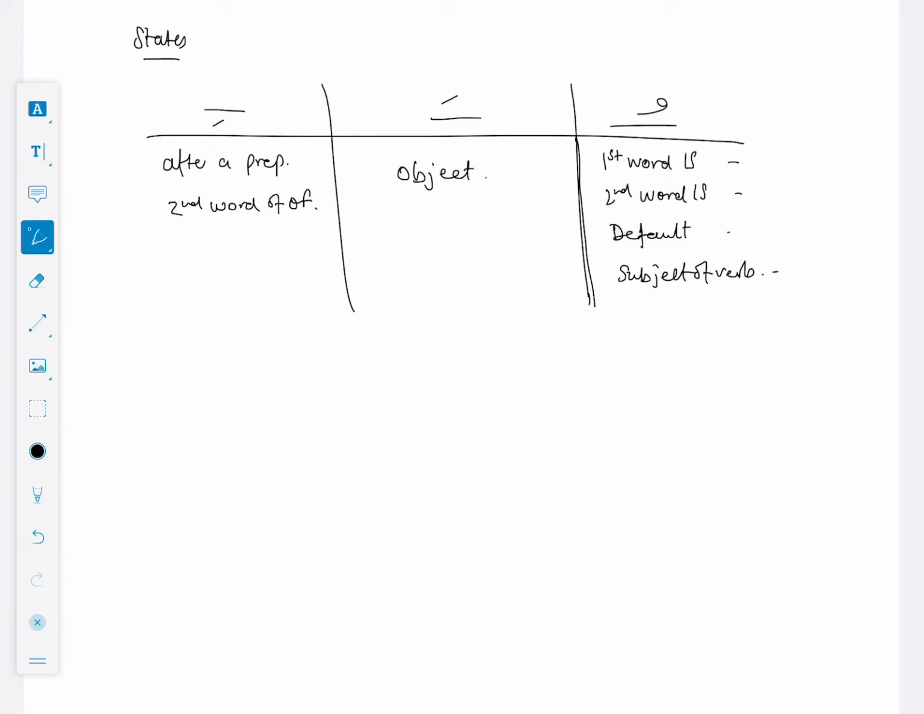That doesn't necessarily mean that they're always going to have Dhamma, because Dhamma is only for the singular. But what if it turns into a dual or a plural? Likewise, I'd say that the object is in a Fatha state. The noun after a preposition and the second word of the Idafa is in a Kasra state. So these are states that you find nouns in. Now, as it relates to duals, how do we make a dual?